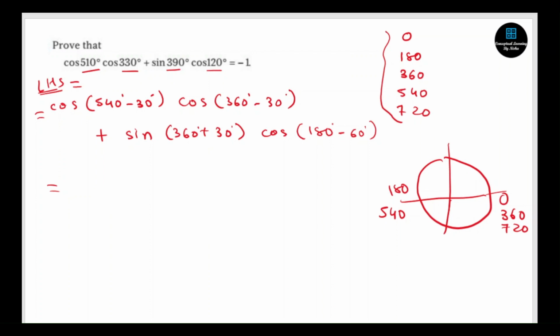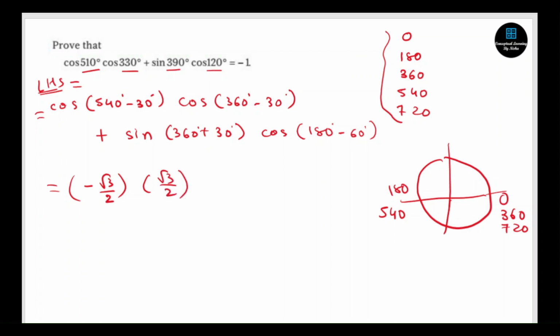Second quadrant, cos is negative. Cos 30, so you'll get minus root 3 by 2. Okay. Then 360 minus 30 degree, so fourth quadrant, cos is positive. And I can say again cos 30 degree, so minus positive, so root 3 over 2.